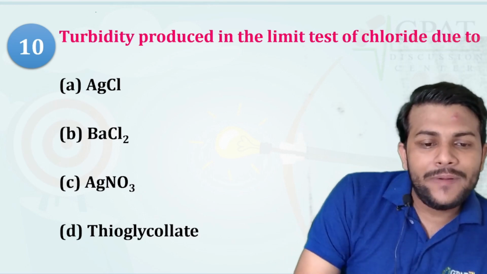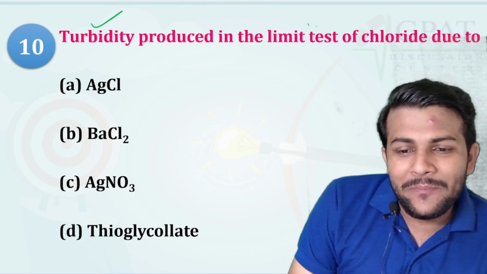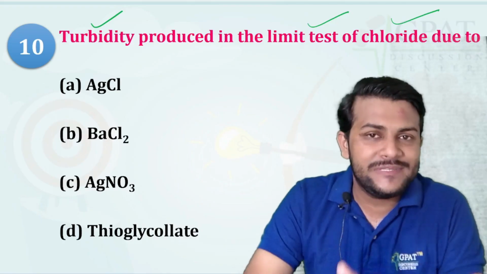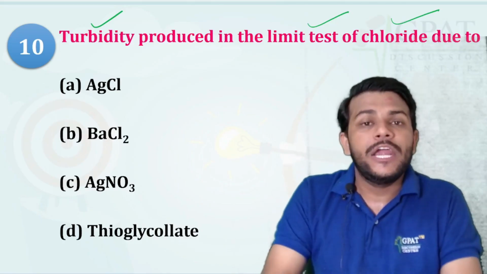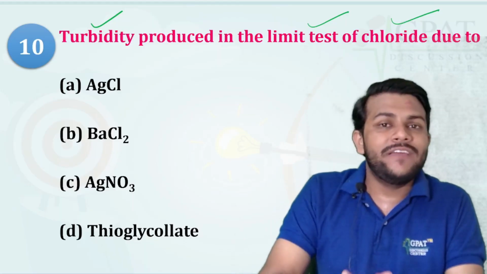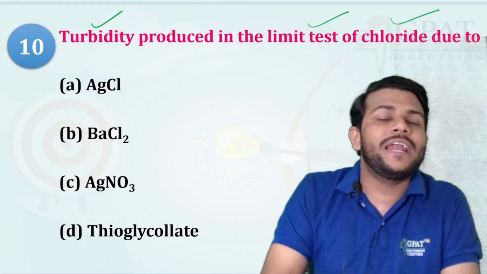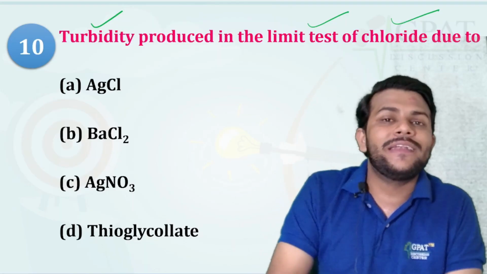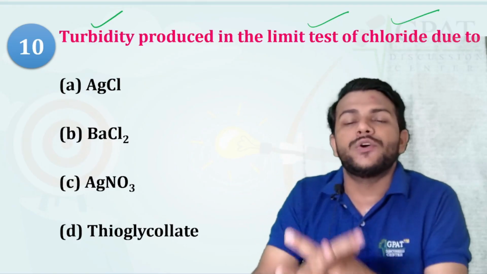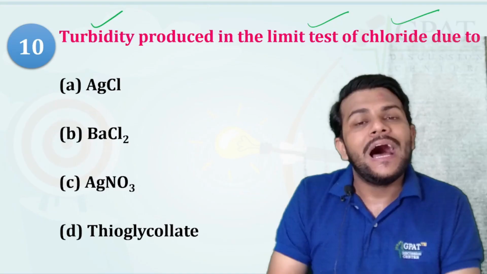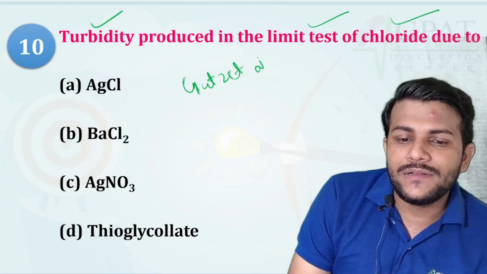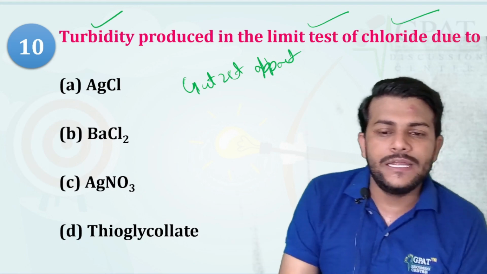Next, turbidity produced in the limit test of chloride is due to. So we basically have five limit tests in inorganic chemistry. First the chloride limit test, second the sulfate limit test, third the iron limit test, fourth the lead limit test, and fifth the arsenic, or heavy metal, limit test. The arsenic limit test is basically performed in the Gutzeit apparatus. There is a special apparatus for arsenic.